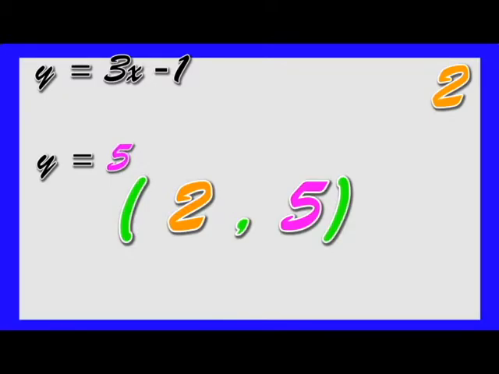So our first x value that we're going to use is 2. We're going to input this value into the equation, and this gives us y equals 3 times 2 minus 1. After you do all the math, this leaves us with y equals 5. Then we're going to combine the x value and the y value that we have, and that gives us one of our points, 2, 5.